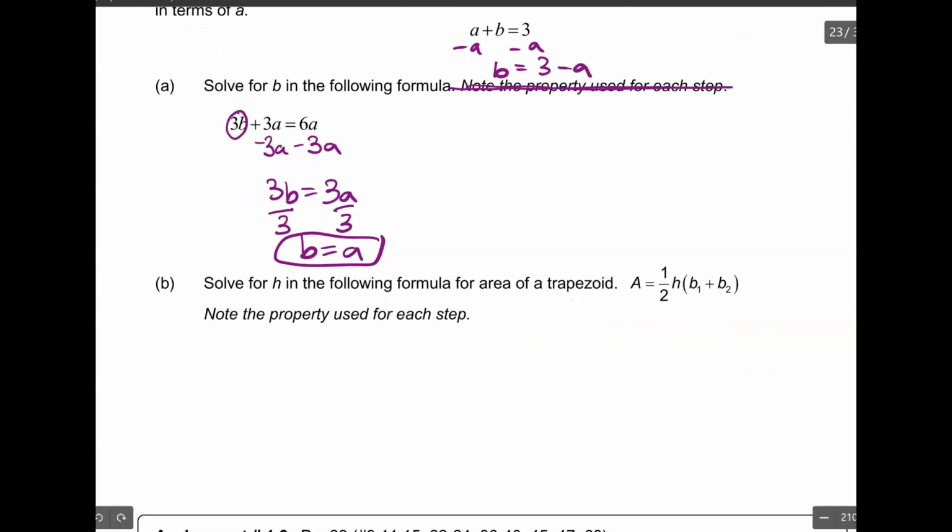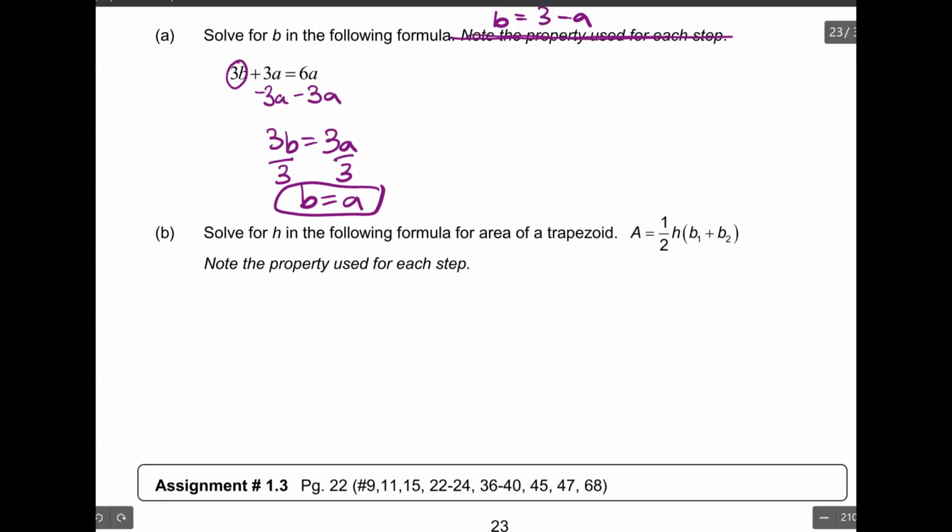There is a problem like this. We did this, let's see, the first day we did a couple of problems like this. So you'll notice that these 3 lessons are kind of meshed together. Once again, properties. All right. Solve for h in the following formula for the area of a trapezoid. So I want to get h by itself. So what's the first thing I should do?